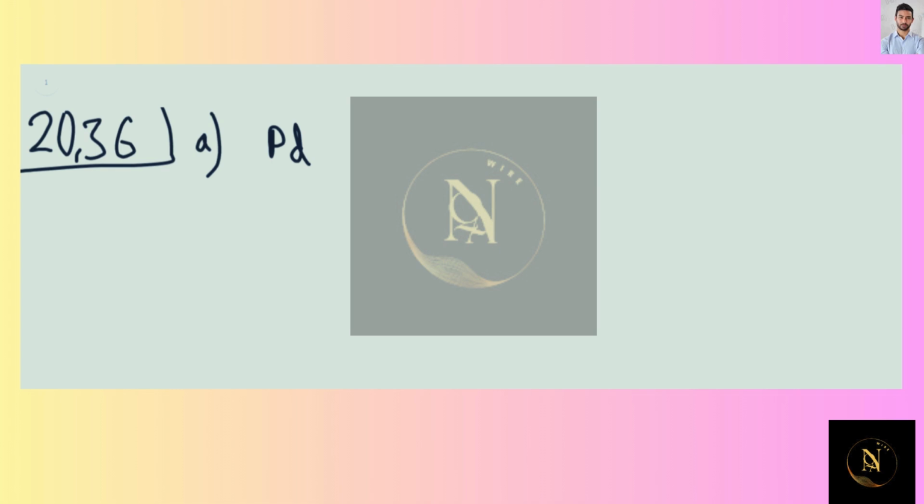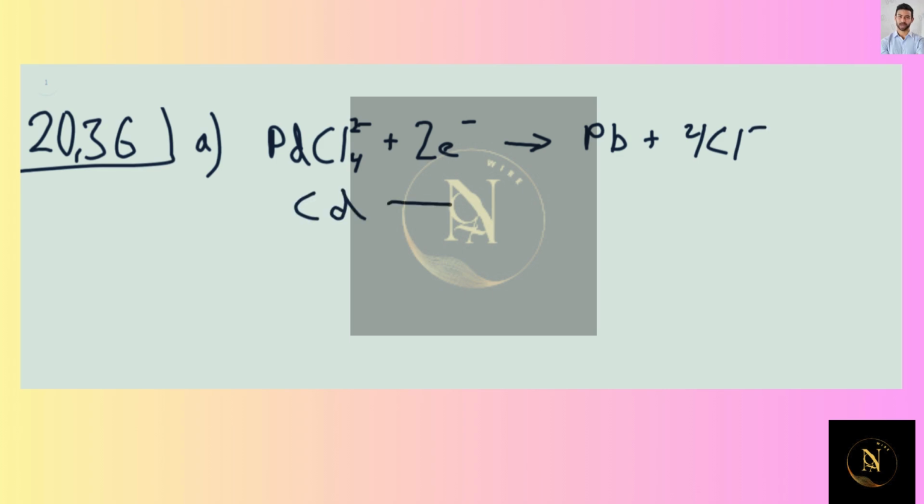We can do this by splitting the palladium and cadmium reactions separately. First we can write the reduction reaction. We have PdCl4 2- plus 2 electrons will give us Pd and 4 Cl-. And the second one is simply the cadmium metal will react to produce the Cd 2+ cation and 2 electrons.